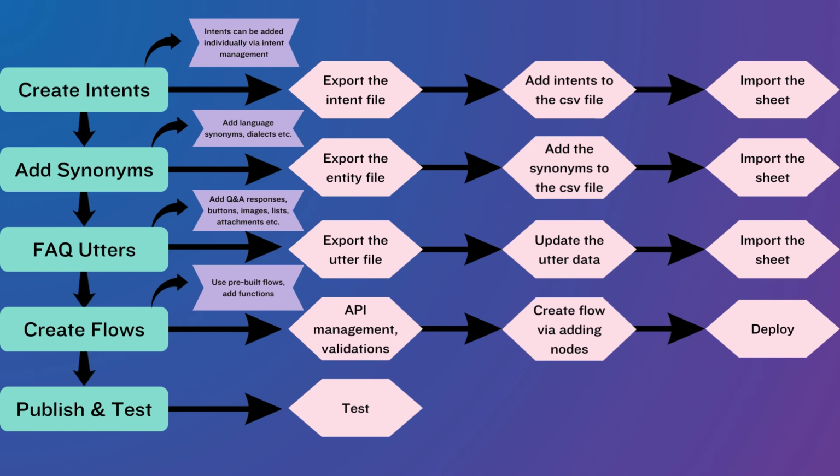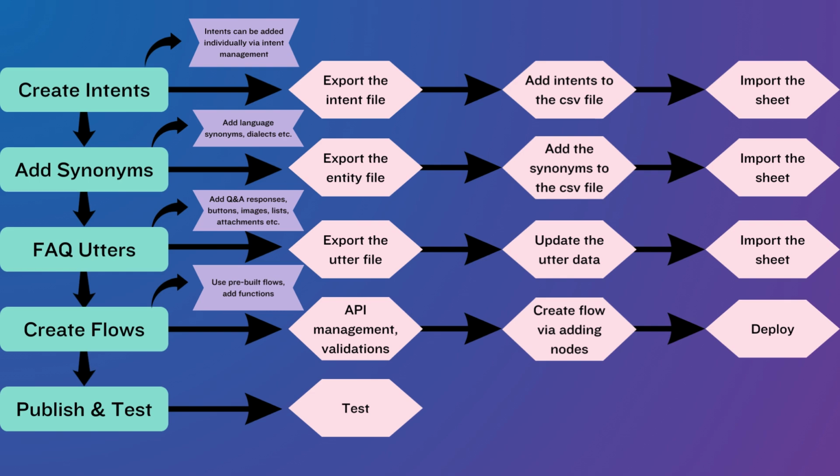Once the intents, synonyms, and FAQ responses are set up, the fourth step is to create flows. Flows define how the bot interacts with users and guides conversations. You can use pre-built flows to speed up the creation process, customizing them to meet specific needs. Or build flows from scratch by adding nodes in the drag-and-drop interface. These nodes can include APIs, validations, and logical conditions to ensure dynamic and personalized user interactions.